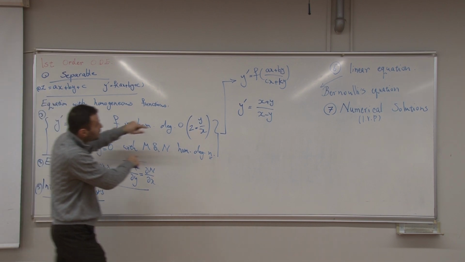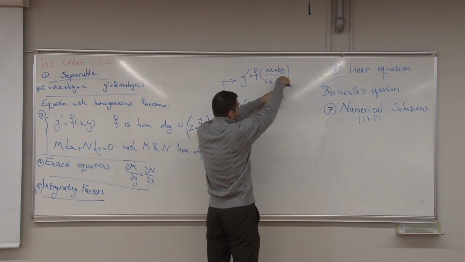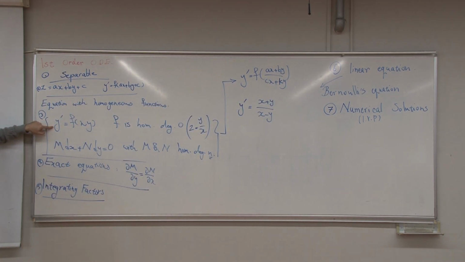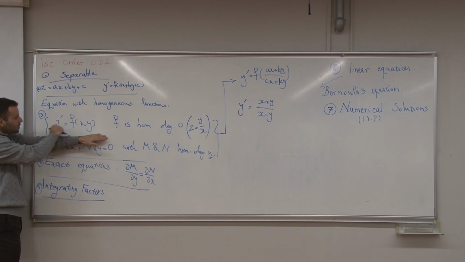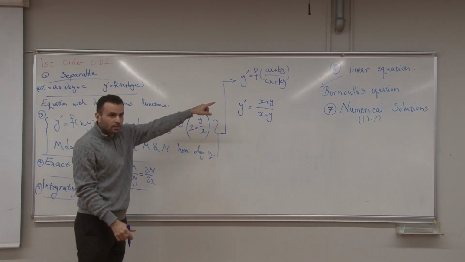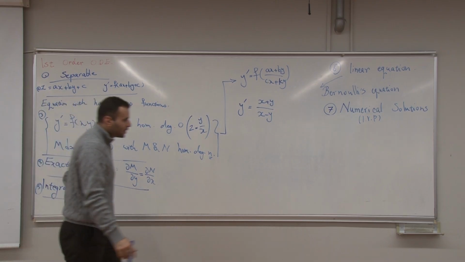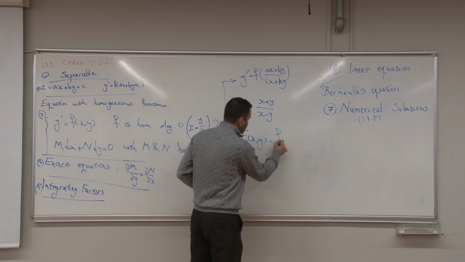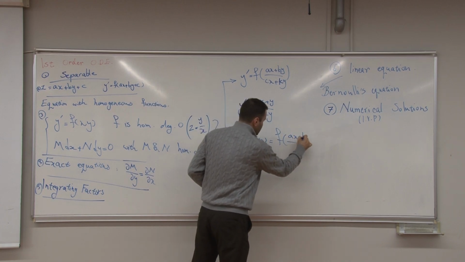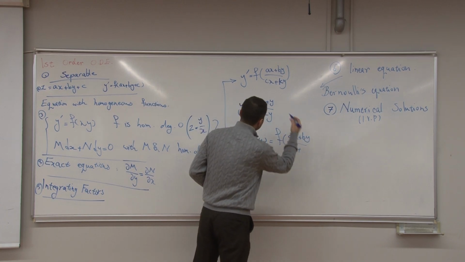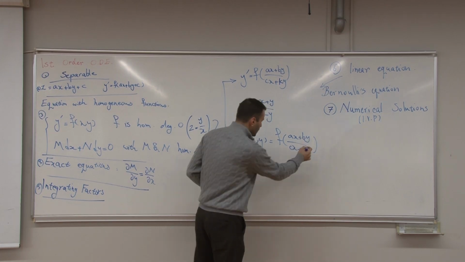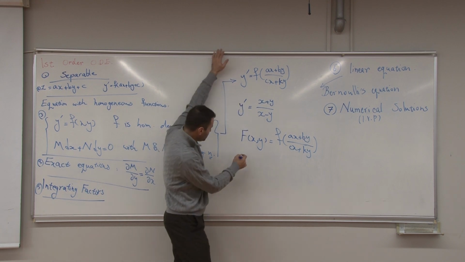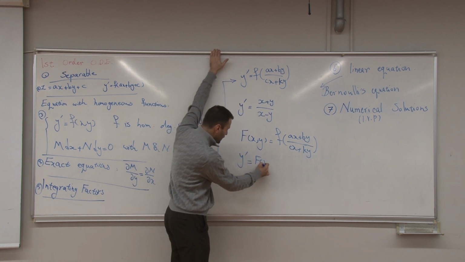Is this general case really one of these, this one or this one? It seems more like this one, but is it like this one? No. Actually it is. Because let's assume our capital F of x, y is equal to this, (ax plus by) over (cx plus ky). Now, question. You see what we have here: y prime equal to f of x, y, right?